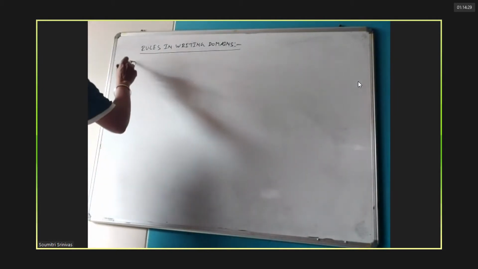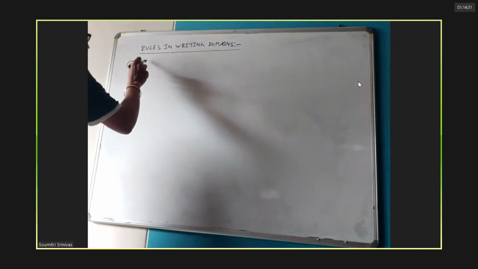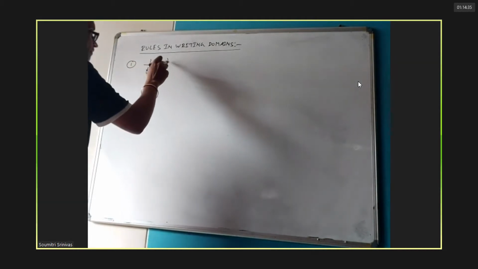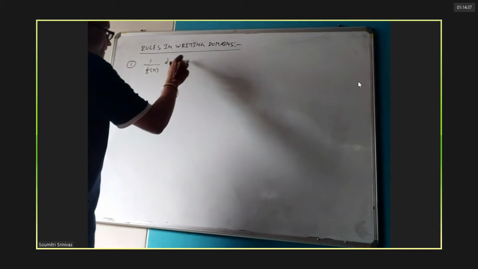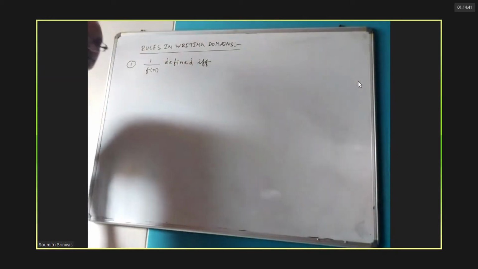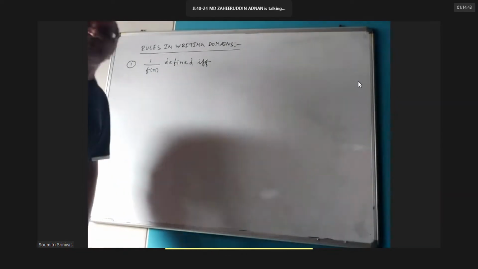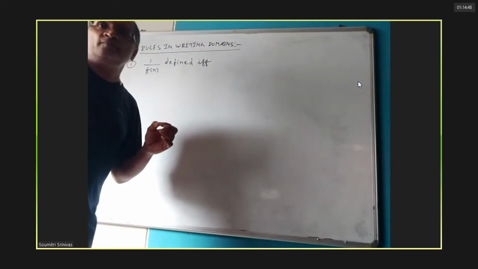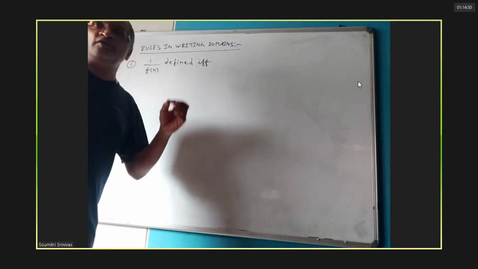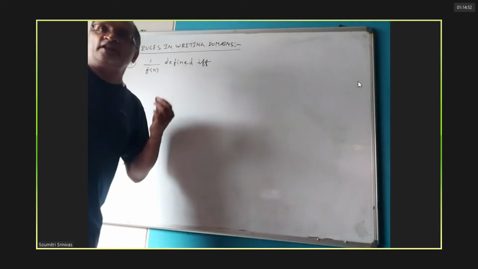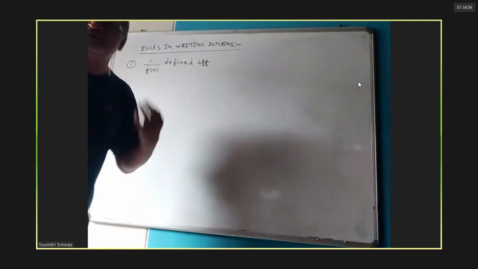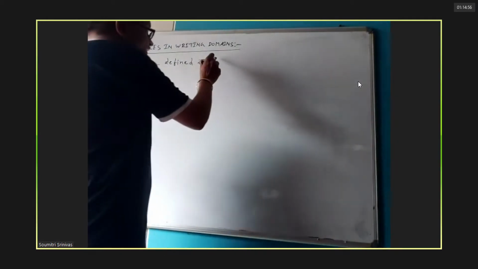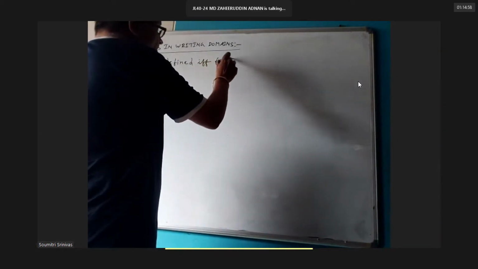Rule 1. When is 1 by f of x defined? If f of x is not equal to 0. When is 1 by f of x alive? When will 1 by f of x breathe life? If and only if f of x is not equal to 0.